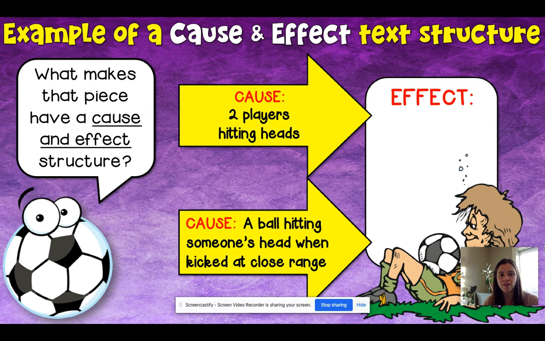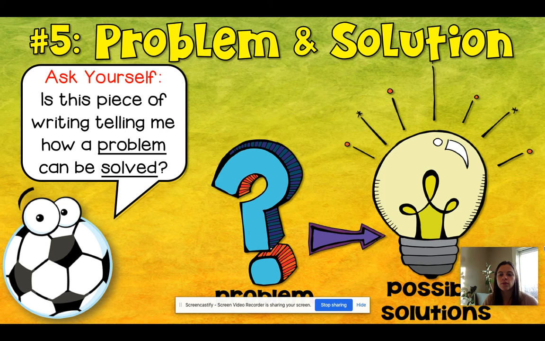Those were both things that could lead to an effect. So what is the effect of 2 players hitting their heads, or a ball hitting someone else's head when it's very close to their head when the other player is kicking? The effect is head injuries, right? So we have our cause, they hit their heads. The effect, head injuries. Cause, a ball hit their head. The effect, head injuries. Does this make sense? Hope so. All right, so now we're going to jump to problem and solution.